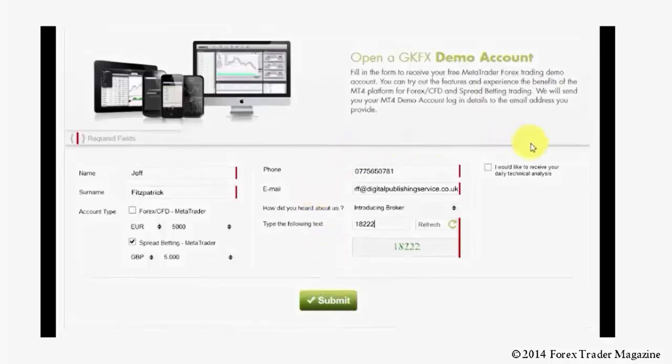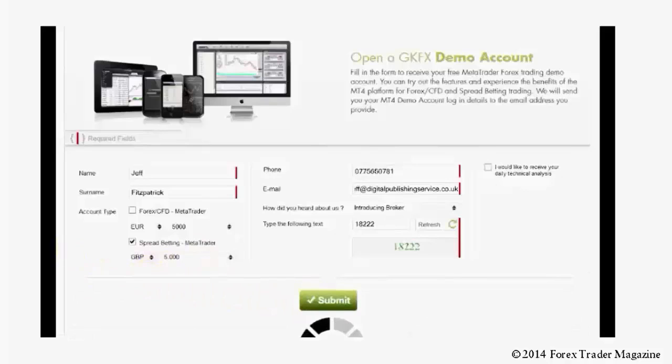You also have the opportunity to tick this box: I'd like to receive your daily technical analysis. That's up to you. And also you can change here the amount of money in the account. These things don't matter too much at this stage because we are dealing with a simulated account. That also is the case in this selection of spread betting versus Forex / CFD. We can change that later when you understand what those terms are and can make an informed choice about it. I also want to leave for the moment my currency as GBP, that's the pound, and also the amount as £5,000. They're great. So I click submit.